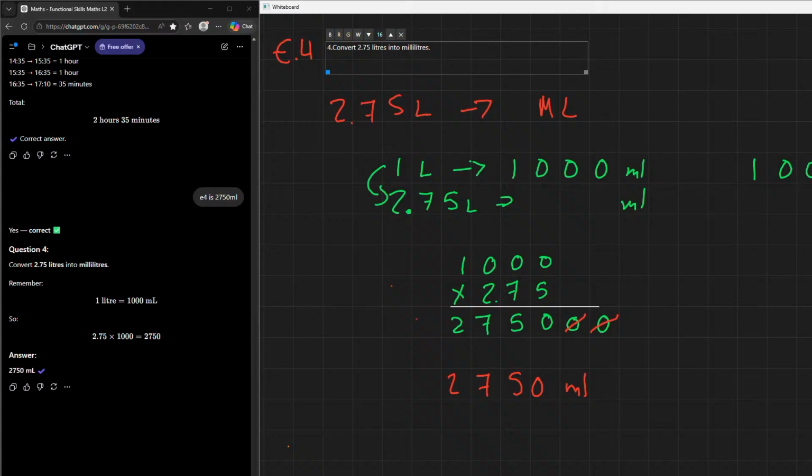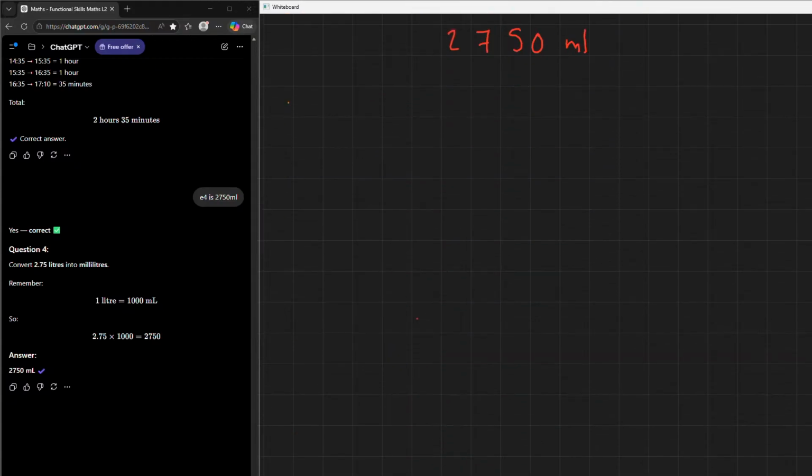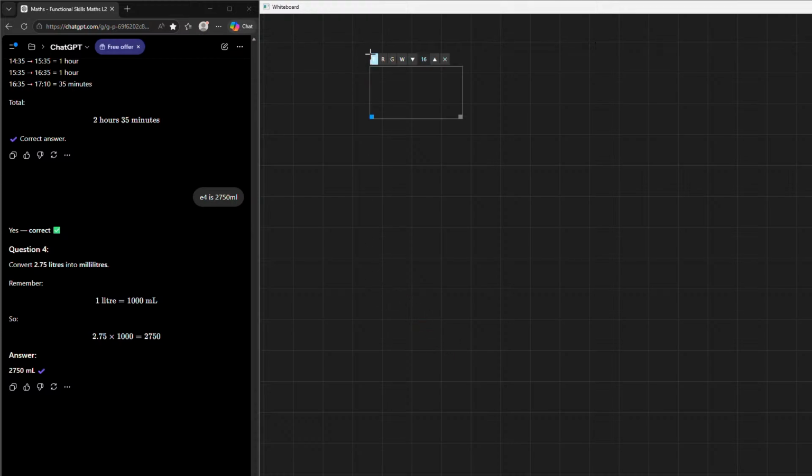Moving on to question 5. Sometimes I just want to make it big like this, so it's easier to see. Then exercise 5: a box is 5 meters long, 3 meters wide, 4 meters high. Find the volume. Interesting.